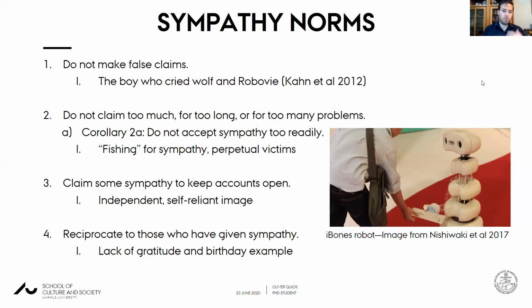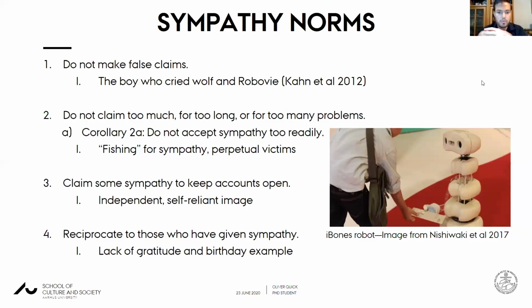The second rule, don't claim too much for too long or for too many problems. That's simple in the case of robots claiming sympathy, because the challenge is actually in figuring out clever ways for them to claim it, right? So I don't think them claiming too much or too often is going to be a big problem. The other side of it, the enforcement side, is a little bit more problematic.